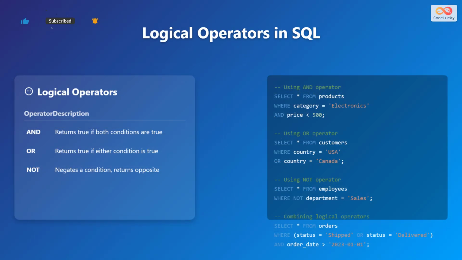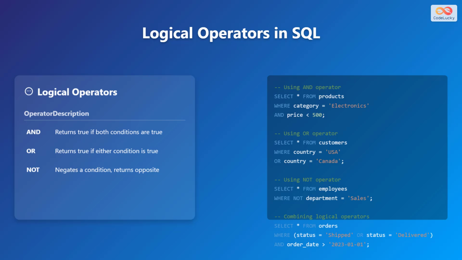Logical operators are used to combine multiple conditions to create more complex filtering criteria. The AND operator returns true if both conditions are true. The OR operator returns true if either condition is true. The NOT operator negates a condition, returning the opposite result.